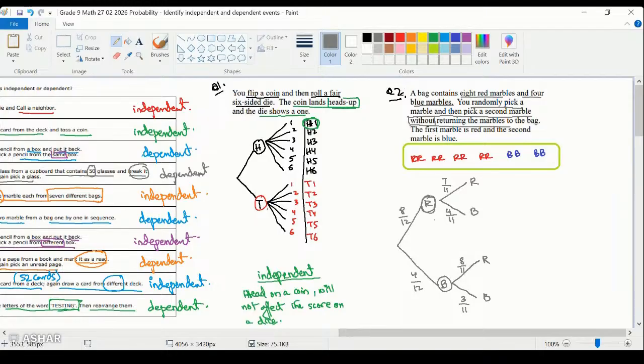So what we can see is the result: the first marble is red and the second marble is blue. First is red. This would be red and red, red and blue, blue and red, blue and blue, right? So what they're asking is the first marble is red and the second marble is blue. This event, this is the outcome. Is this an independent event or a dependent event? This is a dependent event. Why?